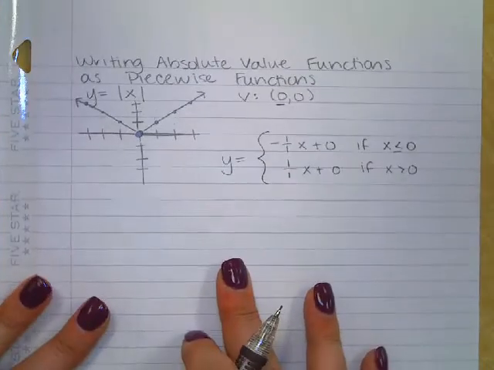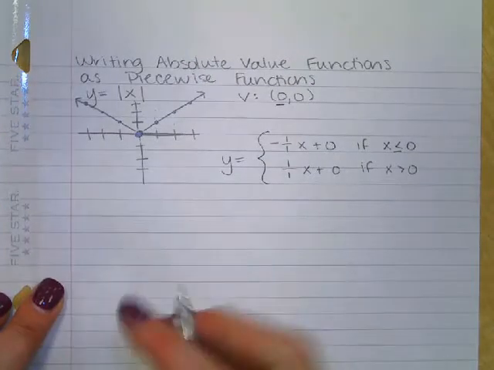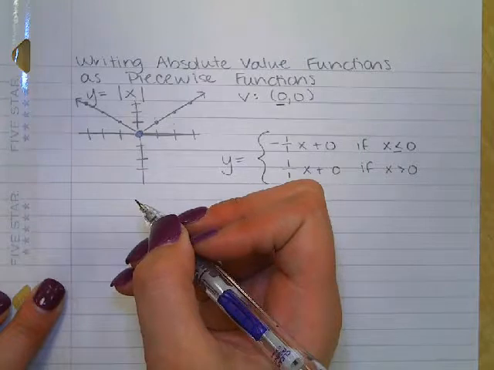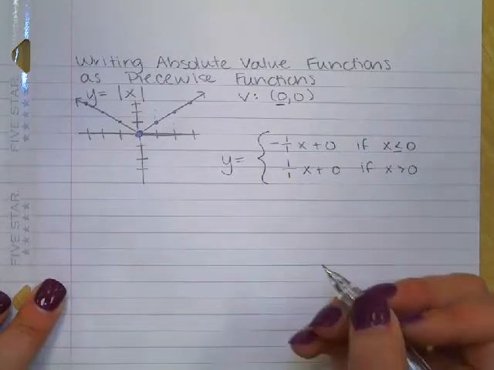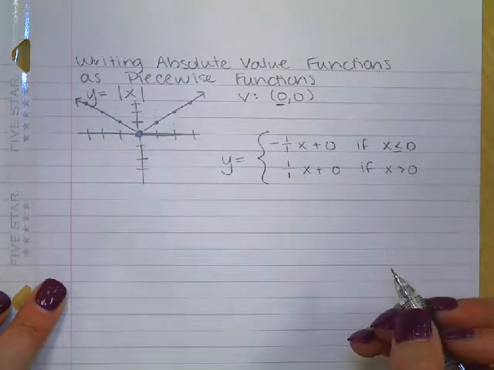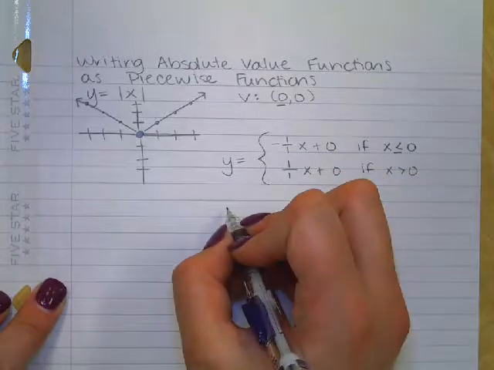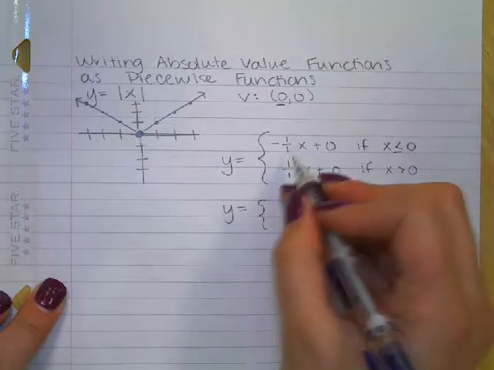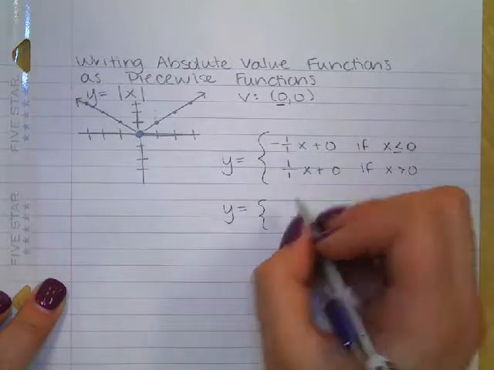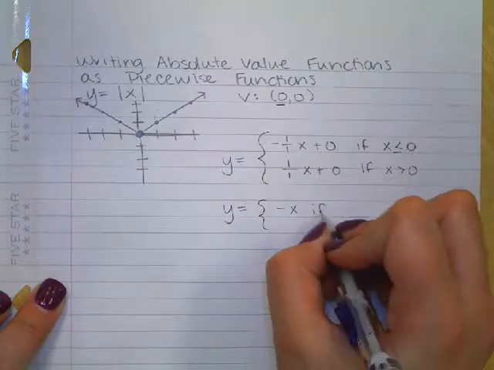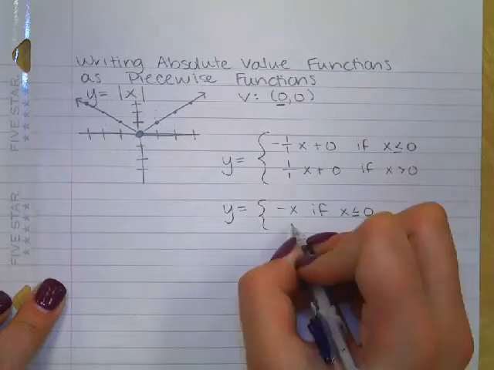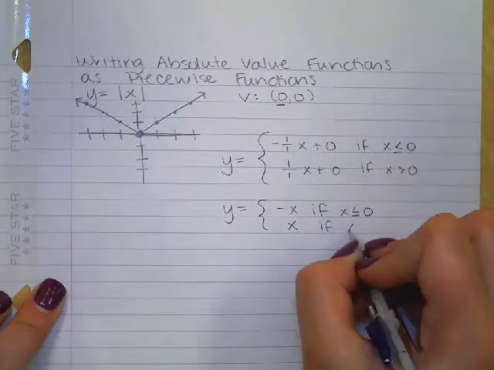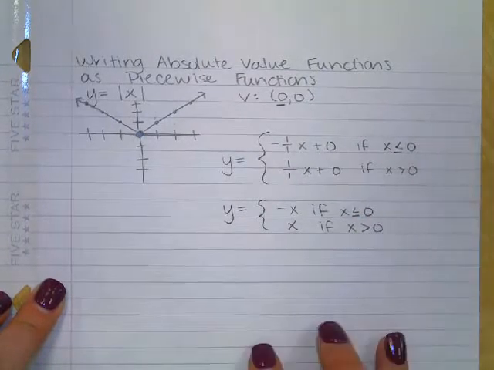All right, so don't be worried if that was kind of confusing. After we do some examples, you can at least learn the pattern. Even if you don't understand where it came from, you can learn the pattern and then it will make more sense. So if we clean this up a little bit, we would just say this is negative x if x is less than or equal to 0, and positive x if x is greater than 0.